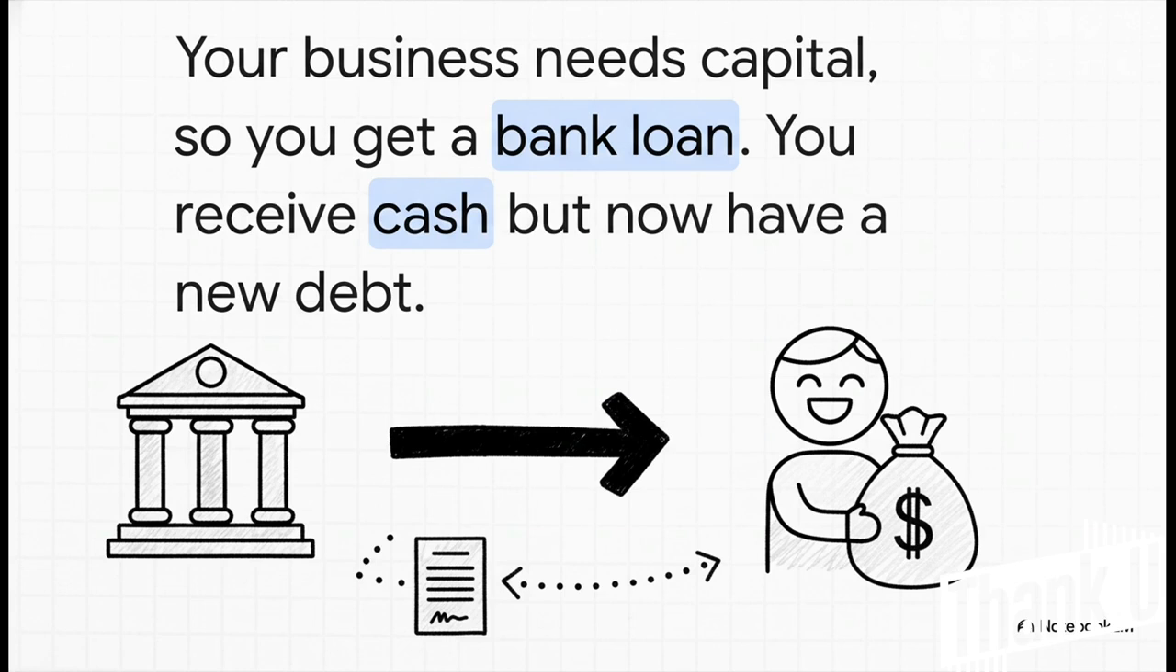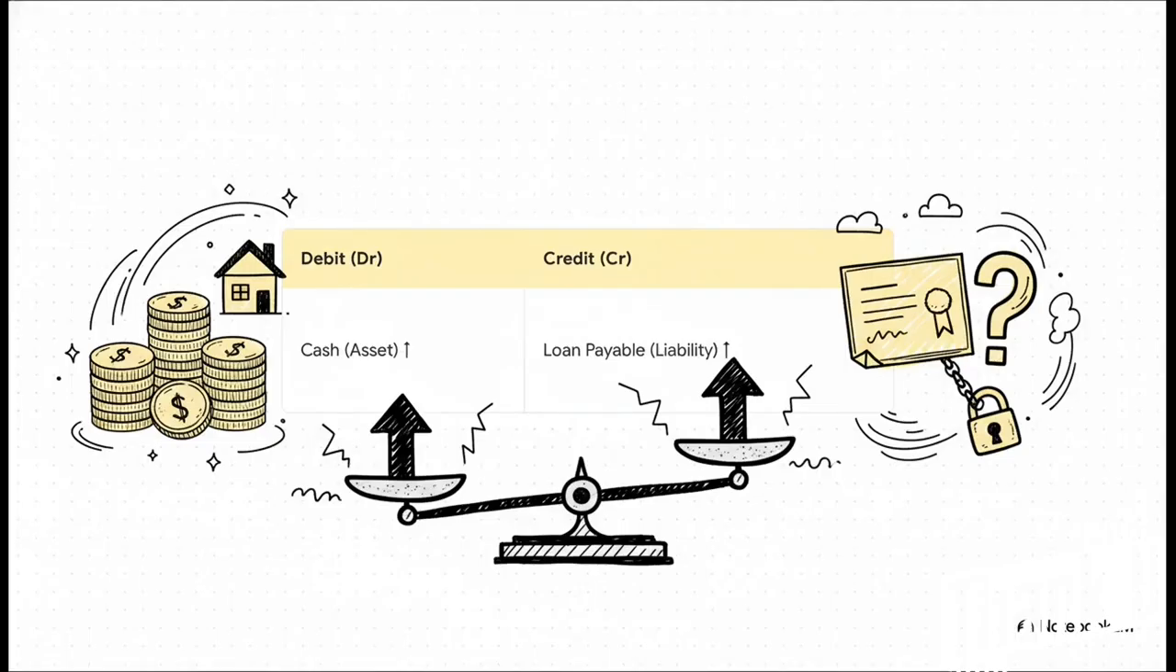So you go and get a loan from the bank. The bank hands you a pile of cash, and in return, you now have a debt that you have to repay. Now this example is perfect for showing why this can seem tricky. Your cash, which is an asset, is increasing, so of course you debit it. But what's the other side of that? Well, you've created a loan payable, which is a liability. Your liabilities have also increased, and how do we increase a liability? With a credit. So get this, both sides of this transaction are an increase, but one is a debit and the other is a credit. It all makes sense now, right?